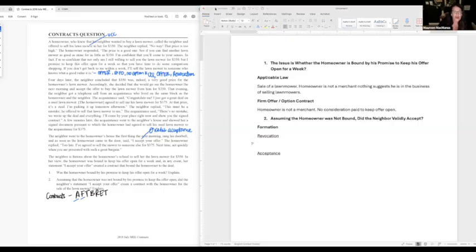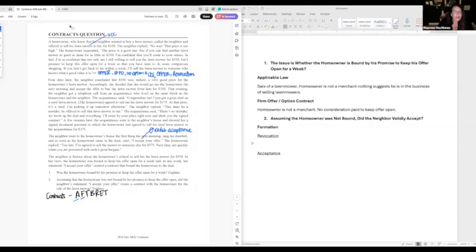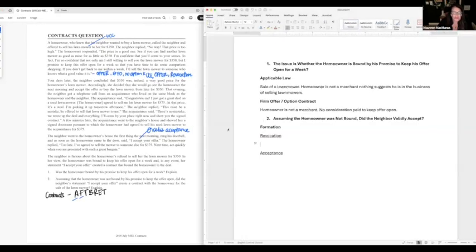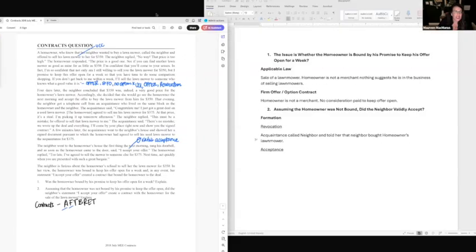Do you need to define what a merchant is? You can quickly, yeah, you absolutely can. I'm just going to move this a little bit. Okay, so the revocation. Acquaintance called neighbor and told her that neighbor bought homeowner's lawnmower. Okay, that's kind of a lot of what you need.